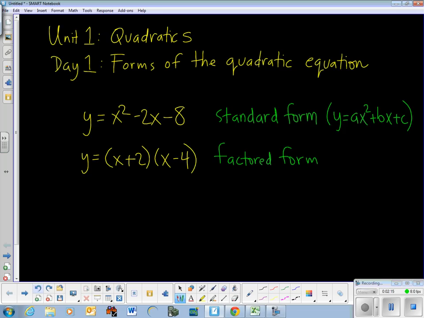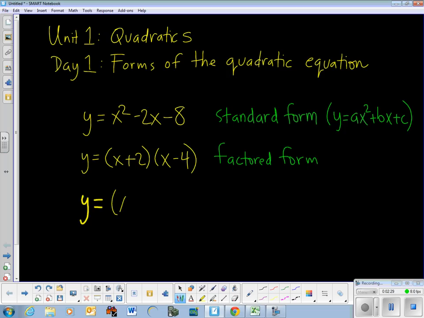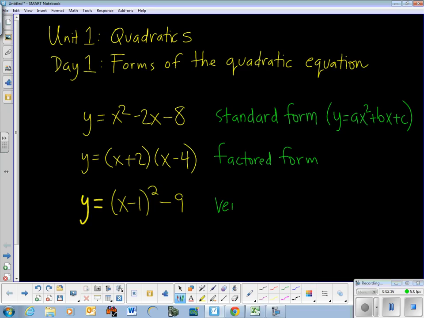And another form, which is probably new, is called vertex form. And that one's going to look like this: x minus 1 squared minus 9. Okay, this one's called vertex form. And these three equations, they all look pretty different, but that's actually three different forms of the exact same equation.